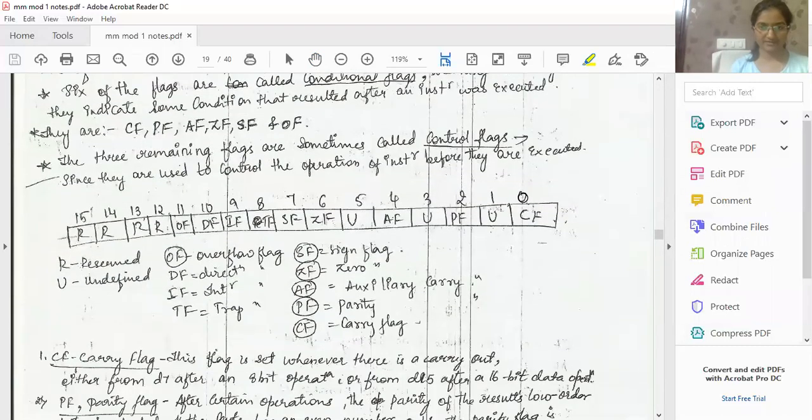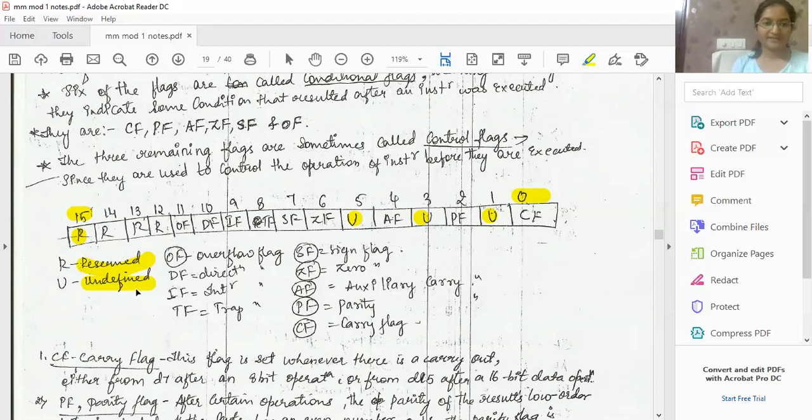As you can see, it is a 16-bit register, from 0 to 15. This R stands for reserved, and this U stands for undefined, as you can see here, right? So the 15th bit, 14th bit, 13th bit, 12th bit are reserved bits of the flag register. Okay, and the 5th bit, 3rd bit, and 1st bit are undefined. They are not defined in the flag register of 8086.